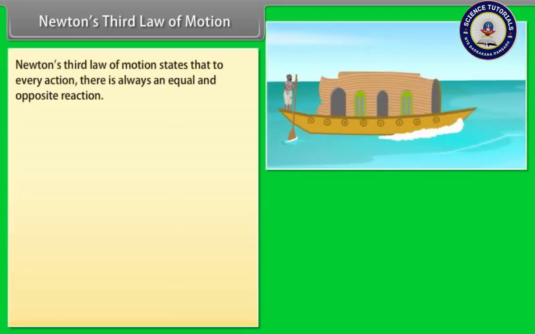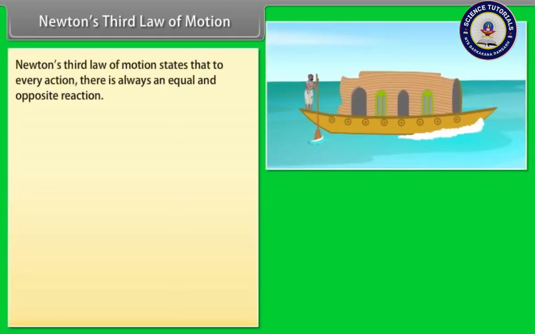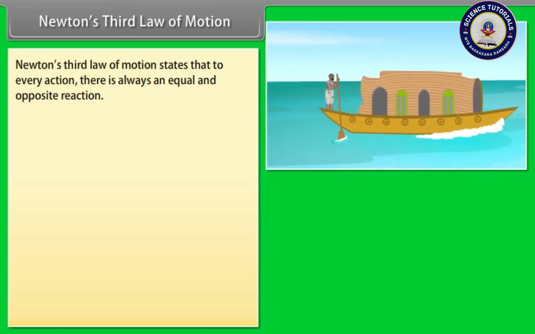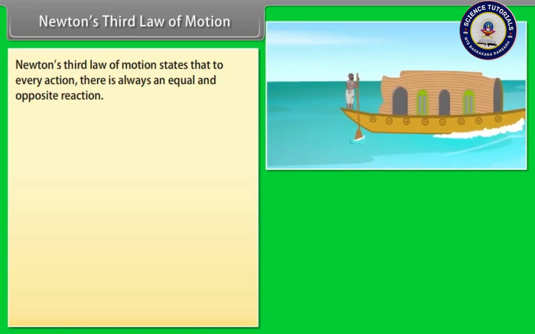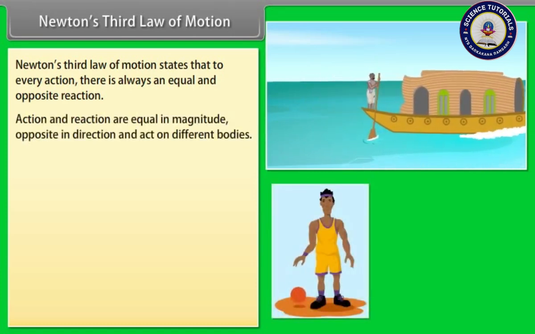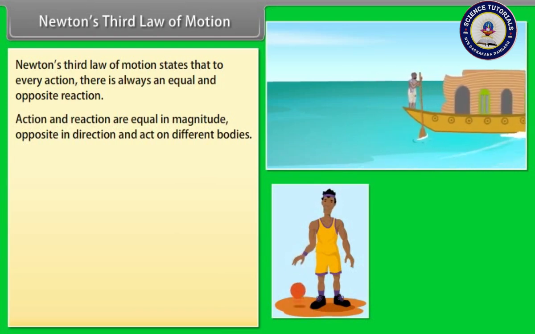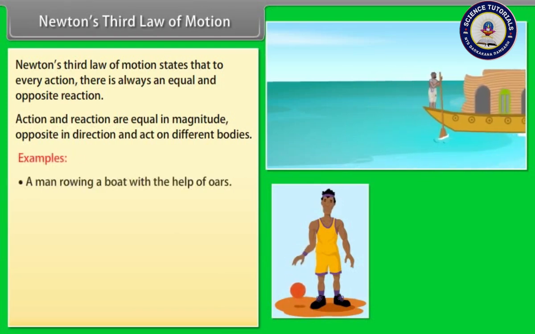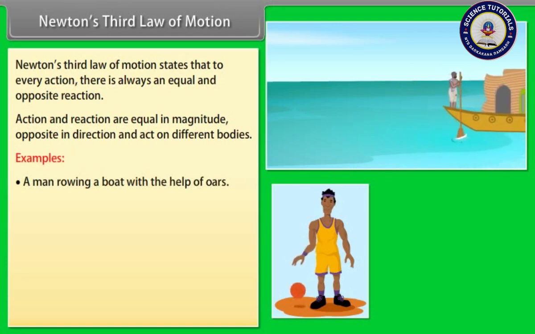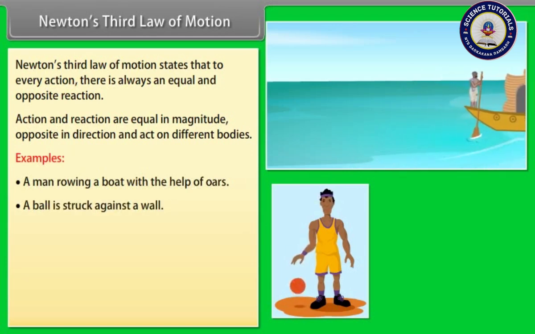Newton's third law of motion. Newton's third law of motion states that to every action there is always an equal and opposite reaction. Action and reaction are equal in magnitude, opposite in direction, and act on different bodies. A man rowing a boat with the help of oars, a ball bouncing on the ground are the examples of Newton's third law of motion.